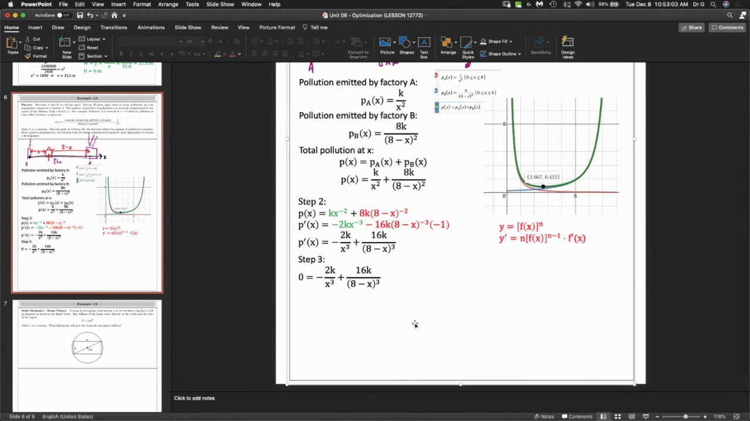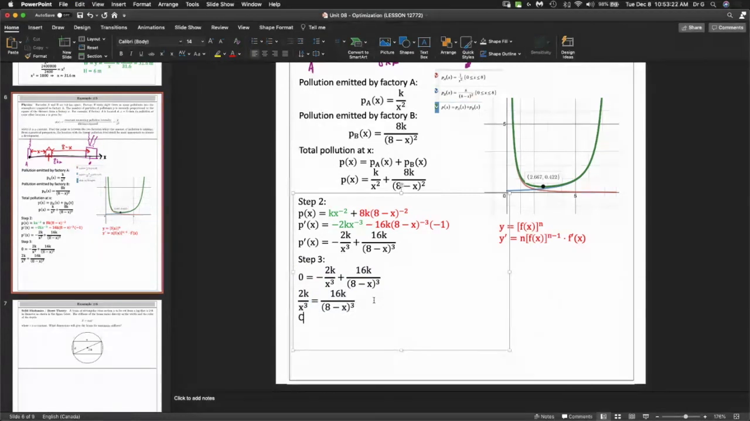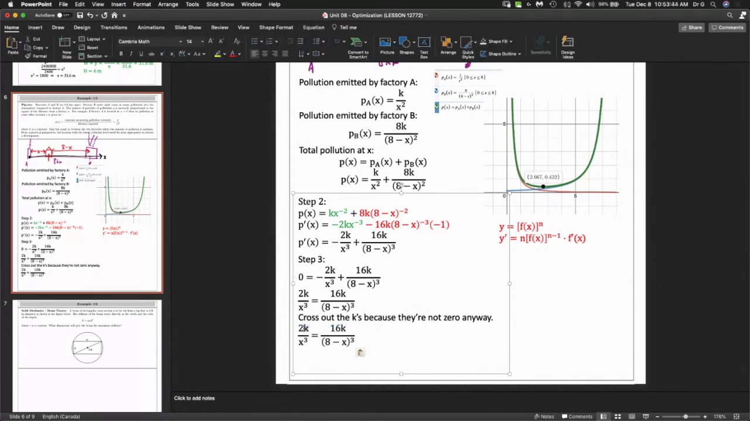Okay, so hopefully you got a nice understanding of what happened there with the derivative steps. So now time to finish this. We're almost done, people. So we're going to move that 2k over x cubed, sorry, over. Put an equal sign here. Cross out the k's because they're not 0. And I would cross out the 2 as well, but you can do that after here. So you end up with this, cross multiply.